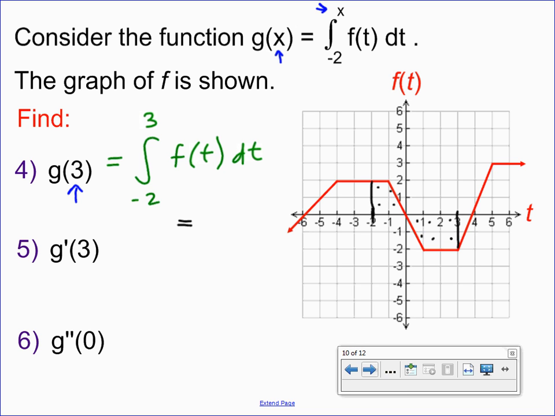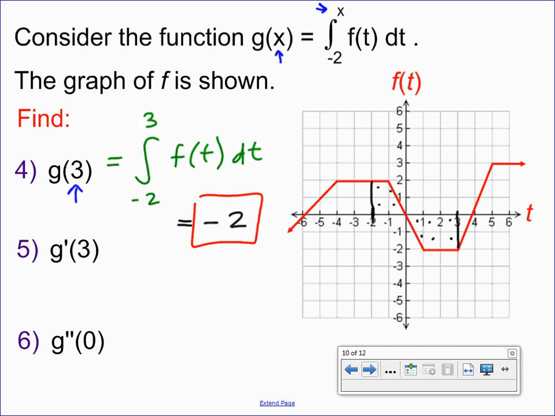Okay, time to share. So as I scan from my lower limit, negative 2, up until my upper limit, positive 3, this looks like a normal interpretation of area accumulated from left to right. And it looks like this positive contribution is canceled out by the time we get to x equals 2 by an equal and opposite negative contribution, which means that we've got 2 units remaining. So raise your hand if you had negative 2. Who had negative 2 for the value of g of 3? Awesome work, you guys. That's perfect.